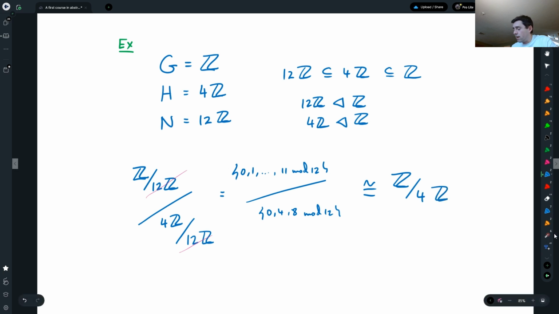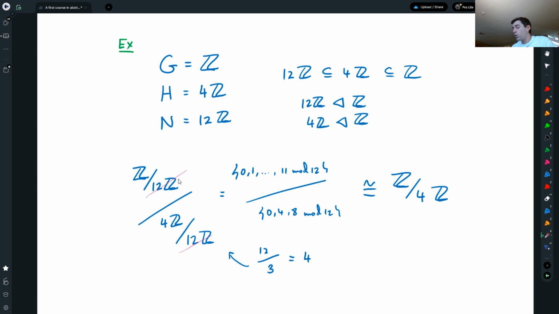Now notice that this is a cyclic group, so the quotient will be cyclic. What is the size of this group? The size of this group will be the size of the top, 12, divided by the size of the bottom, which is 3. So it's a group of size 4. It's cyclic, and we know that every cyclic group of size 4 is isomorphic to Z modulo 4. But the third isomorphism theorem already told us right away that that would be the isomorphism class of this quotient of quotients.